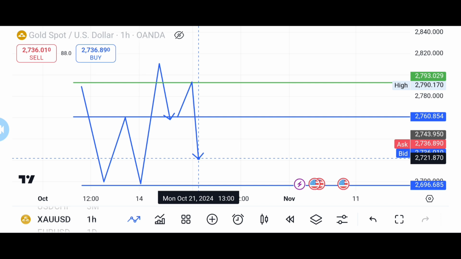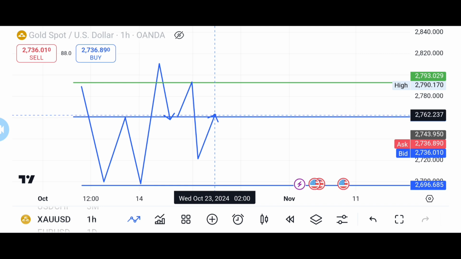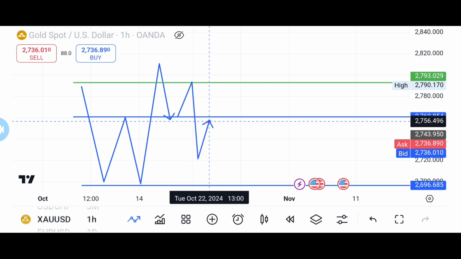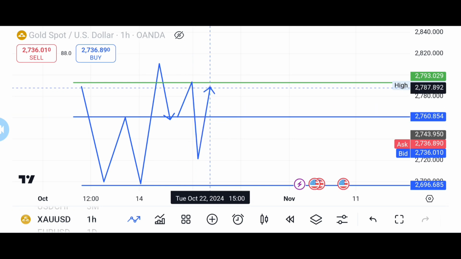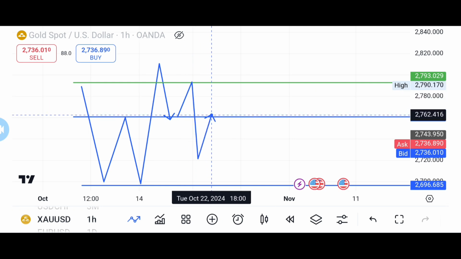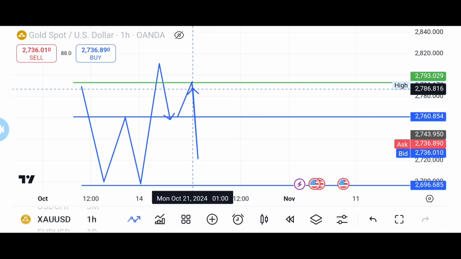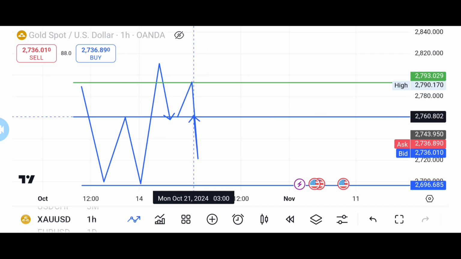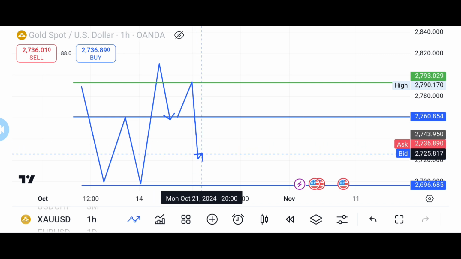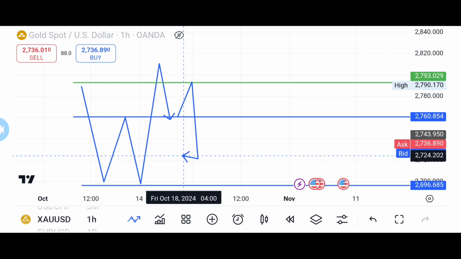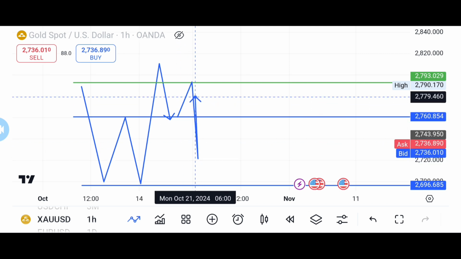Most of the time you shall find it like that, retracing back to either here or to this point. It always does that. So once the neckline is broken, maximize your TP1 very well. The market will always do this: it will go and hit the TP1 and then come back to your entry, or even go down below. That is how the market does.